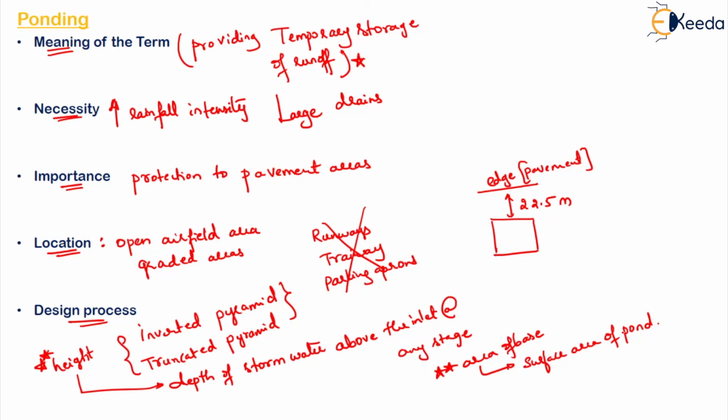The maximum value of ponding is obtained by scaling the largest difference between the cumulative runoff curve and the discharge capacity curve. Normally the pond volume is slightly higher than the volume required for the maximum ponding, or else there will be a chance of overflow. So this is how we have to carry out the procedure of designing a ponding.